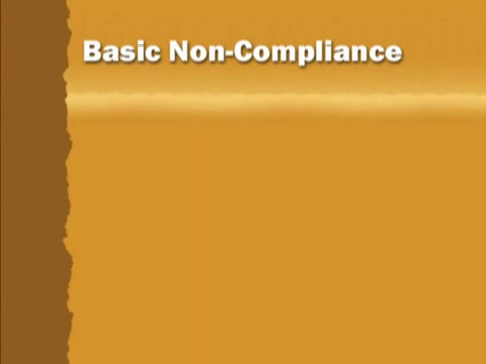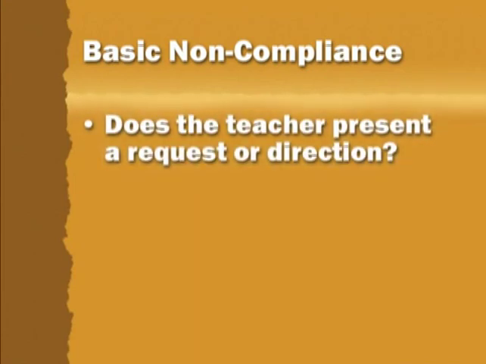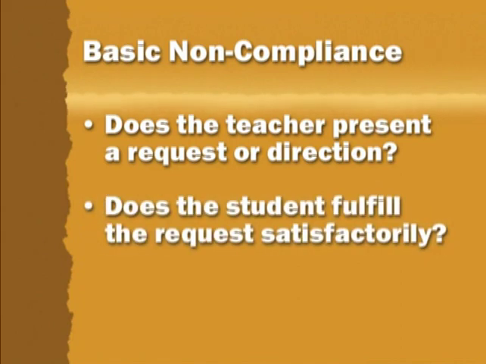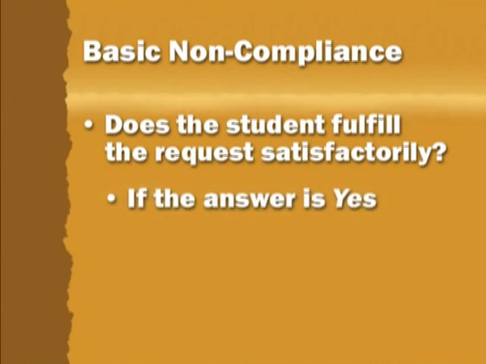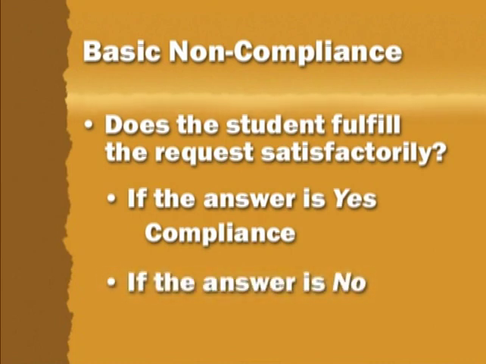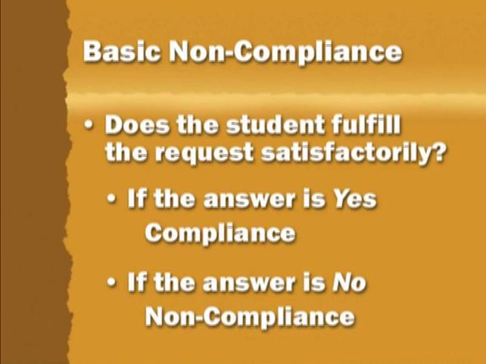While non-compliance can have many nuances, in its most basic form, non-compliance can be defined in terms of two questions. Does the teacher present a request or direction? And does the student fulfill the request satisfactorily? By satisfactorily, we mean, is the request completed in a reasonable time and to a reasonable standard? If the answer is yes, we are calling the response compliance or cooperation. If the answer is no, we are calling the response non-compliance.